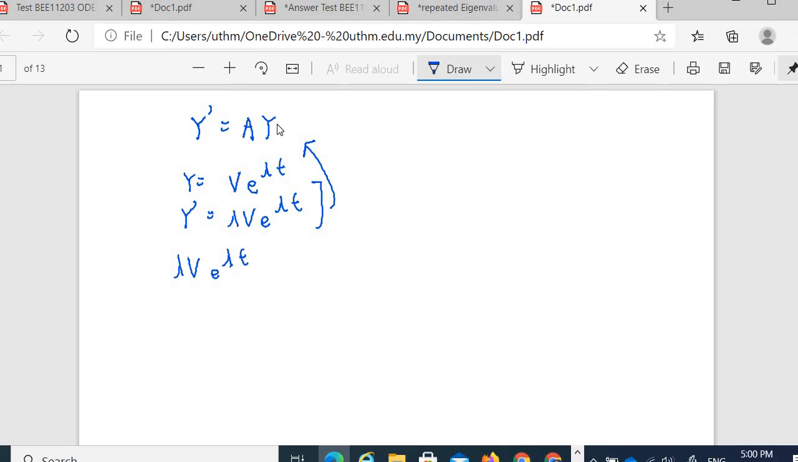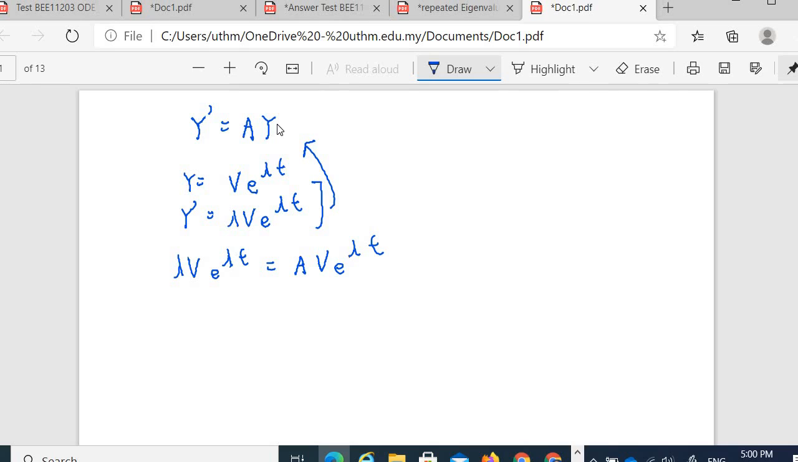Basically, we have the system y prime equal to Ay. We assume the solution y is the eigenvector multiplied by e to the lambda t, where lambda is your eigenvalue. So y prime is lambda b e to the lambda t. You plug these two into the homogeneous system and get lambda b e to the lambda t equal to A times b e to the lambda t.